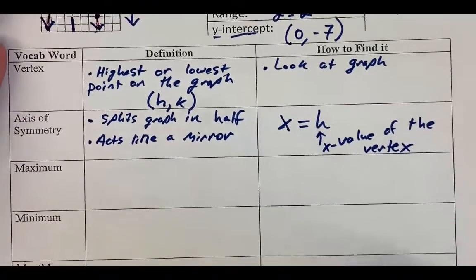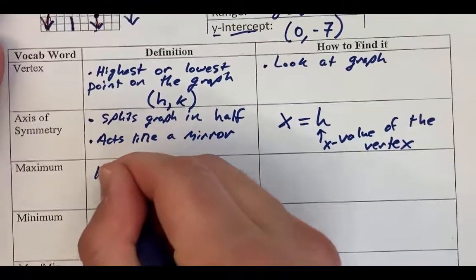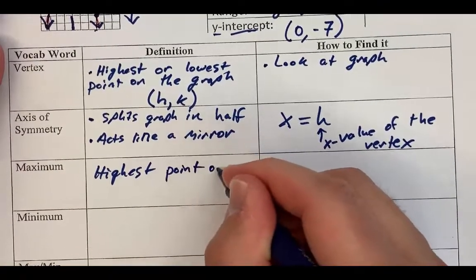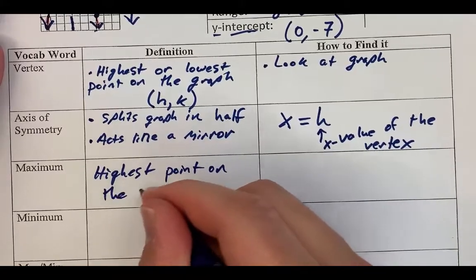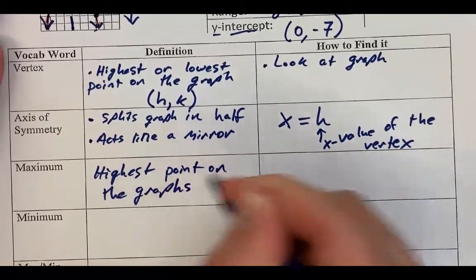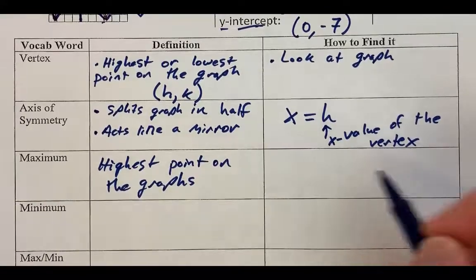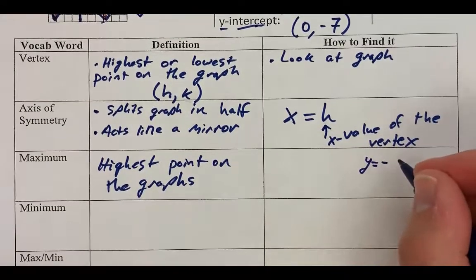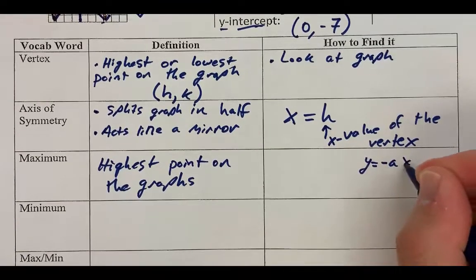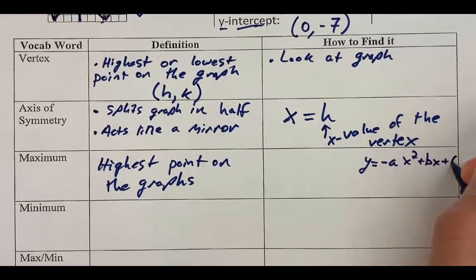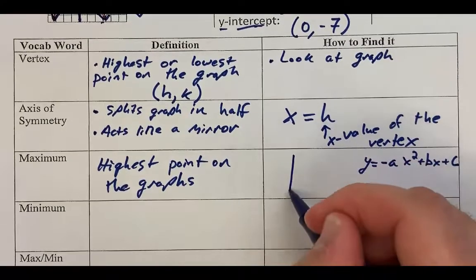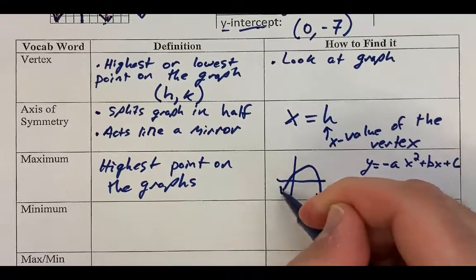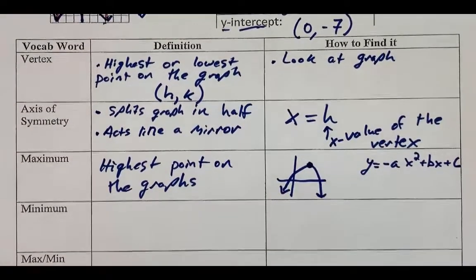A maximum is just the highest point on the graph. And there will be a maximum if the equation looks like this, with a negative out in front of it: negative ax squared plus bx plus c. If we just draw a random picture, it looks something like this, and you can see that we have a maximum, a high point on the curve.